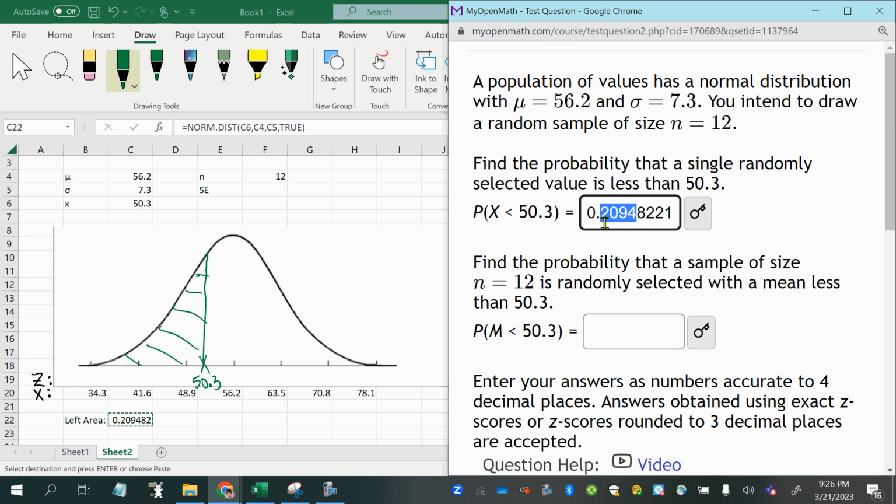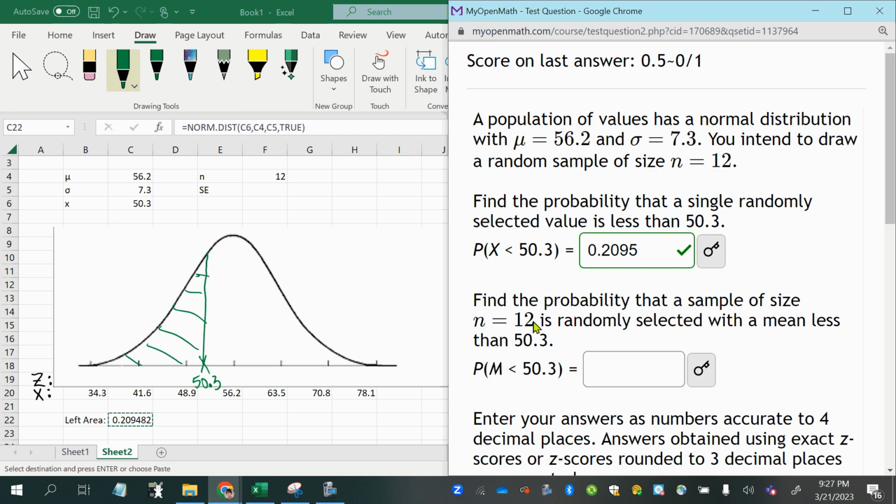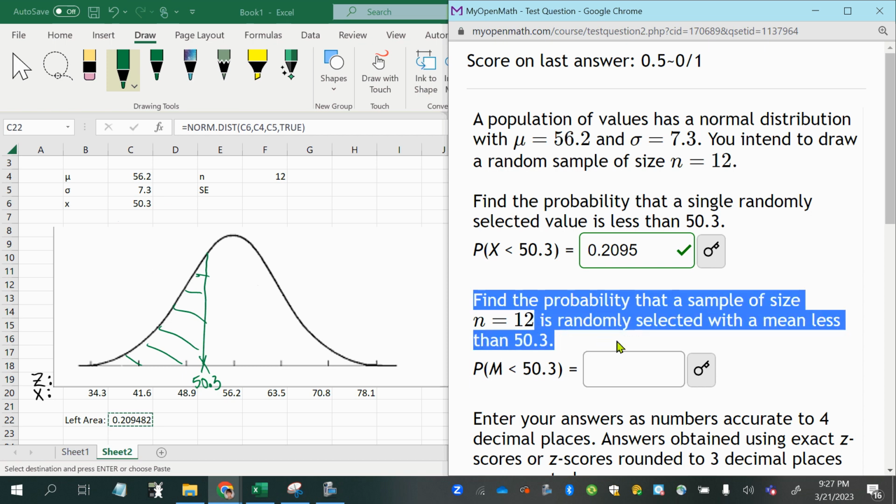Now, the second part says find the probability that a sample of size n equals 12 is randomly selected with a mean less than 50.3. So now I'm interested in whether or not the central limit theorem would apply, and that applies if you either have a population that was normal to start with, or if you have a sample size greater than 30. Here we do not have a sample size greater than 30, but we do see that the original population has a normal distribution, which means that the sample mean will also be normally distributed. So I can use the central limit theorem here.